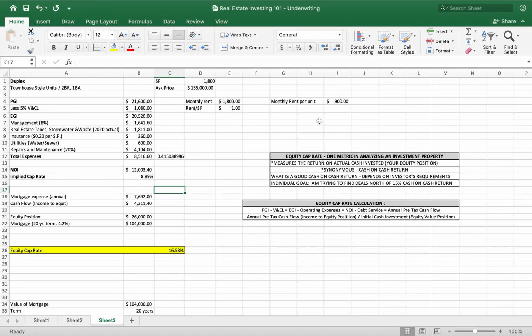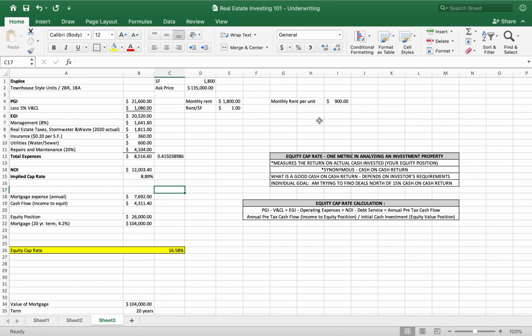Hey everybody, today I'm going to talk about the underwriting process of analyzing a particular real estate property that you're interested in purchasing as an investment. One metric of evaluating the performance of a particular property, a particular asset, is to look at the equity capitalization rate. The equity capitalization rate calculates the cash flow after all expenses for the particular property divided by your initial investment.